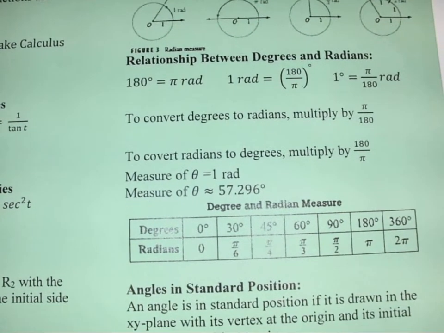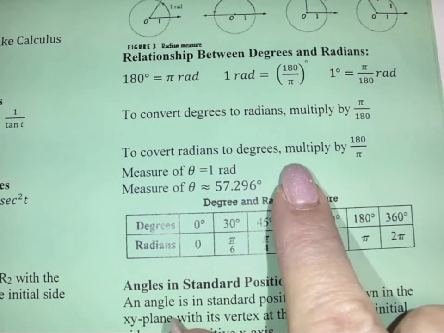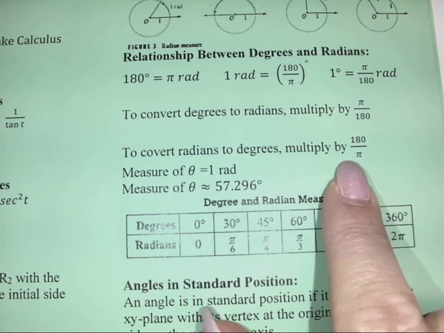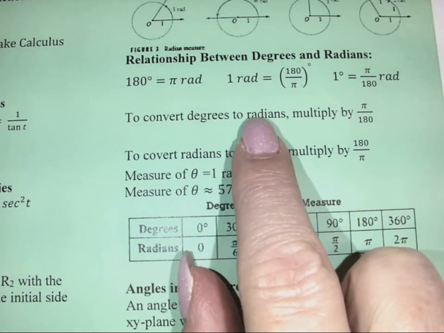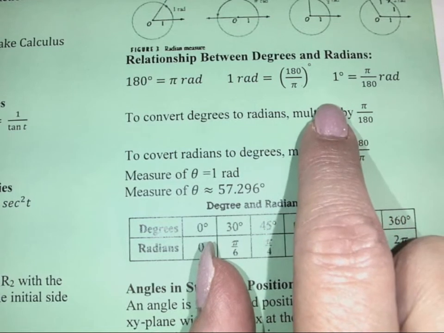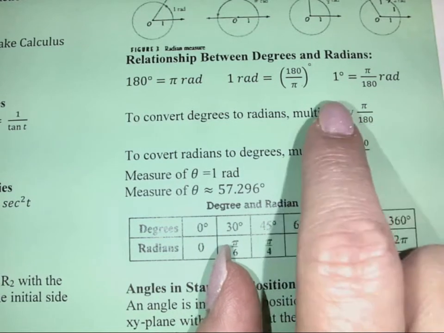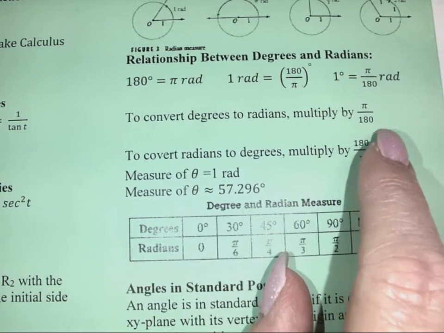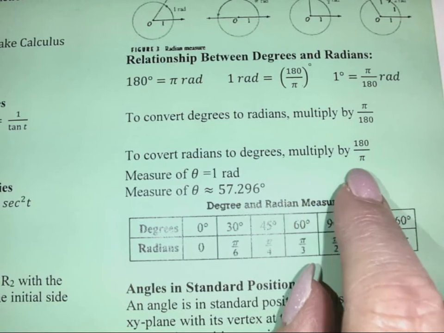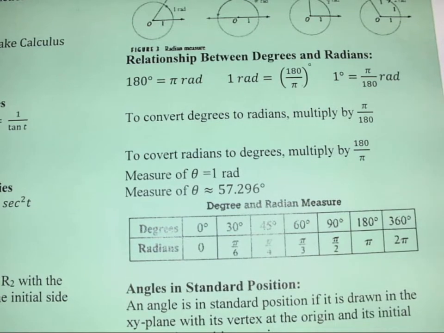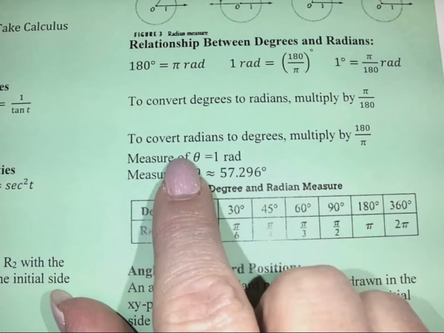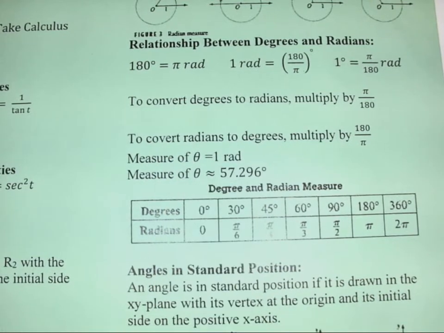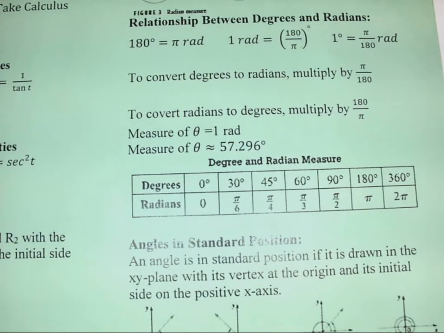So to convert degrees to radians, you want to multiply by pi over 180, and to convert radians to degrees, multiply by 180 over pi. So think about if you're converting degrees to radians, if you had degrees over here, you've got to divide by degrees so that they cancel and you're left with pi's. If you're trying to get from radians to degrees, the degrees has to be up on the top so that you can cancel out your radian part and keep the pi. The measure of theta is equal to 1 rad, and so that's the same as 57.296 degrees.